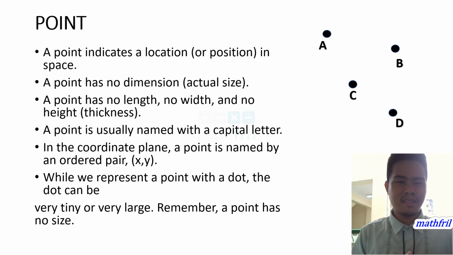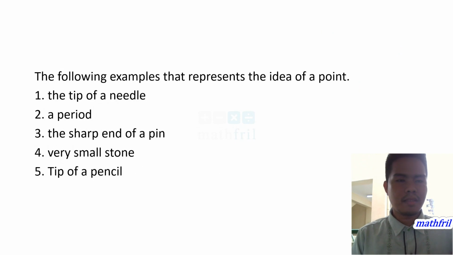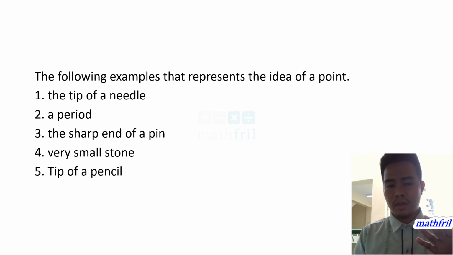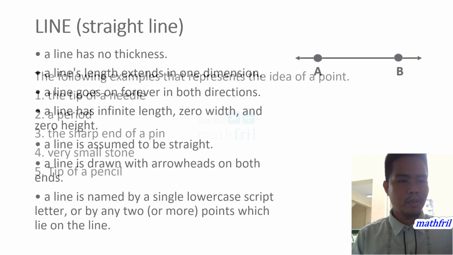This was actually taught when you were in grade 7. But in grade 8, we will do something a little more complex, little by little. So let's now proceed to the next idea. The following examples represent the idea of a point: a tip of a needle, a period, a sharp end of a pin, a very small stone, the tip of a pencil. So these are the examples.